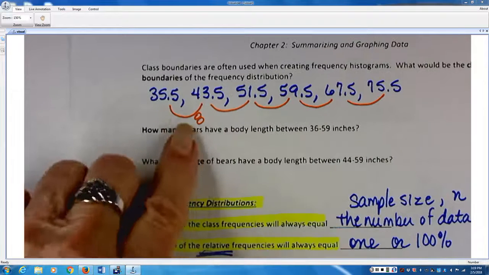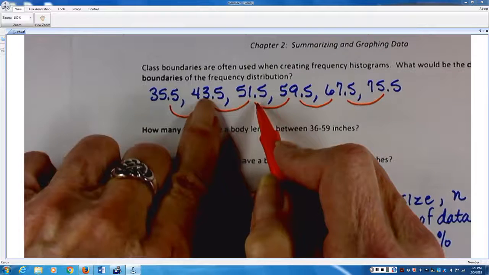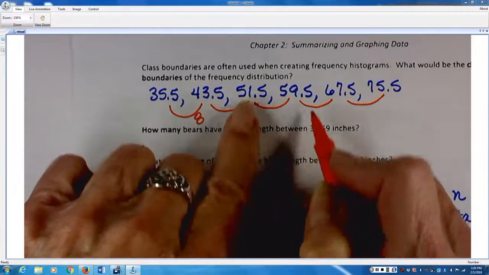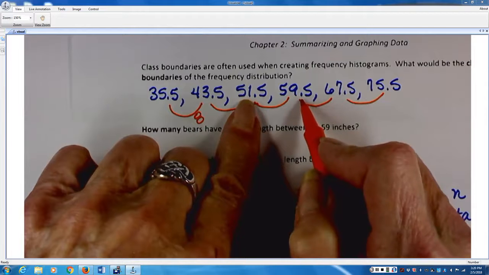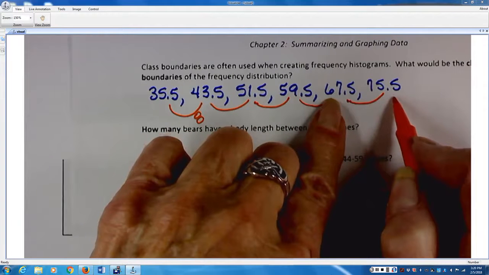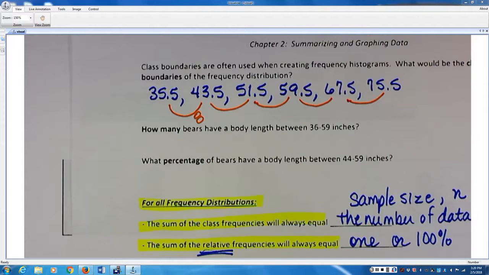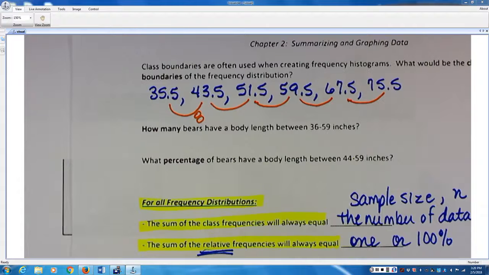So these are the boundaries for the first class. This is the boundaries for the second class. This is the boundaries for the third class. This is the boundaries for the fourth class, and this is the boundaries for the last class, the fifth class, or the fifth bar. The boundaries are just where the bars come together, and then where the highest bar leaves off and where the lowest bar begins. Okay? It's like your border lines.